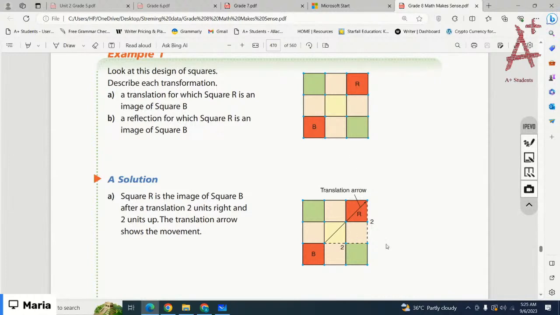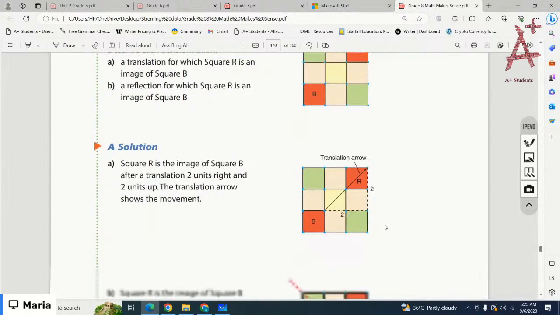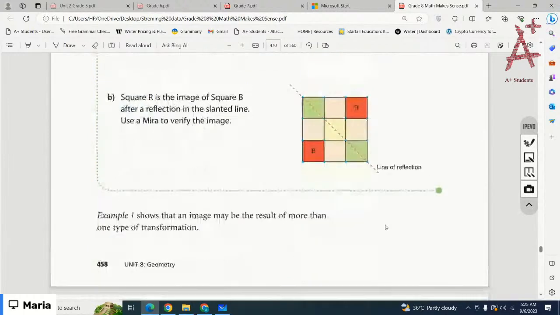You have to move 2 unit right and then 2 unit up. You have to move from here to here, then here to here, right? So the translation arrows show the movement. The second one is square R is the image of square B after a reflection in a slanted line, right? That would be a slanted line you can make. So square R is the image of square B.